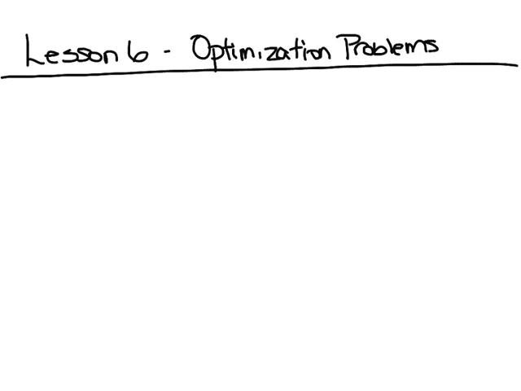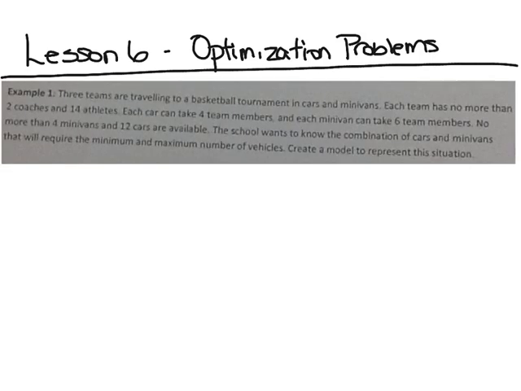Lesson 6, Optimization Problems. The word optimize means you want to find the best possible outcome. Usually with optimization problems we're finding maximums or minimums. For example 1, 3 teams are traveling to a basketball tournament in cars and minivans.